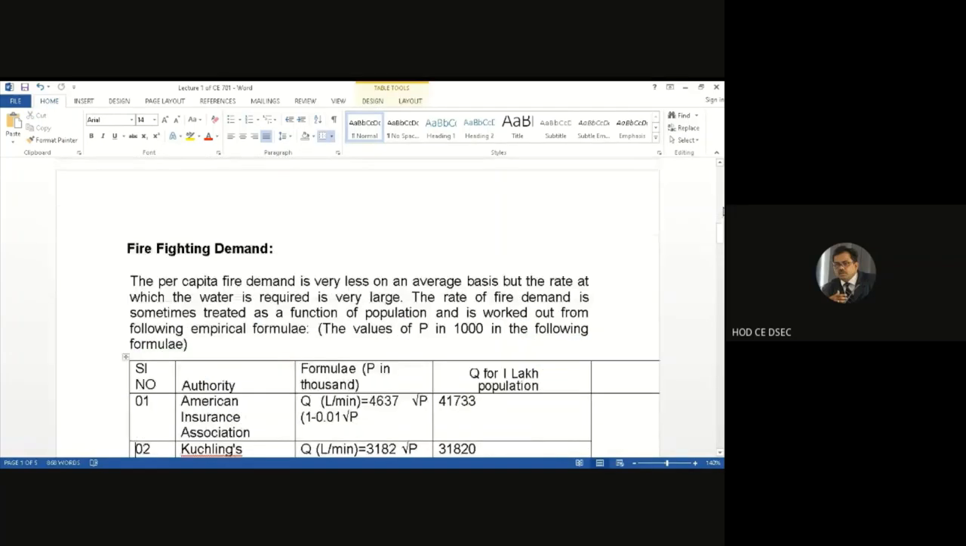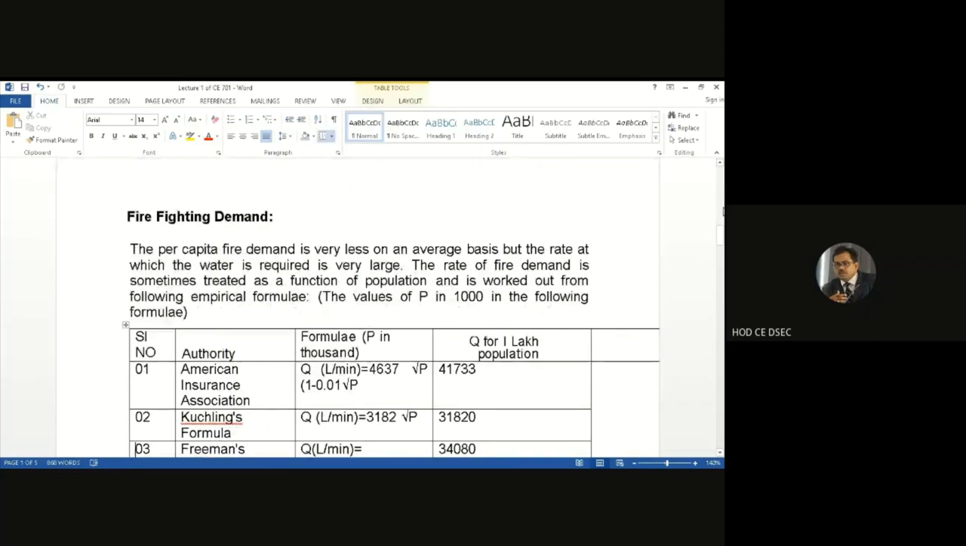Now, after the domestic part, we can discuss the firefighting demand, that means the water required for firefighting. As we have discussed earlier, the per capita demand is minimum. You have seen 15 liters per capita per day, which is the minimum among all others, but the rate at which the water is required, that is liters per minute, is very, very large. The rate of fire demand is sometimes treated as a function of population. That means the more the population, the more the firefighting water requirement.